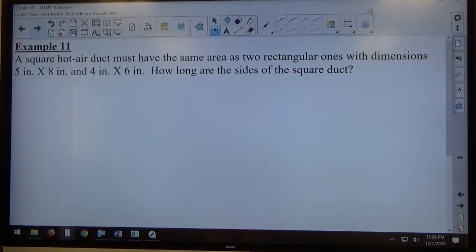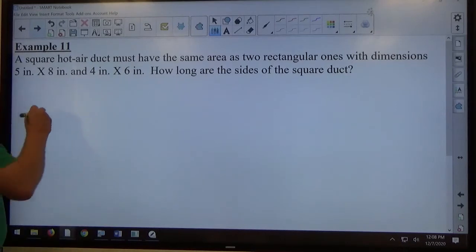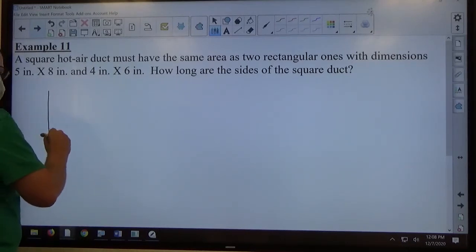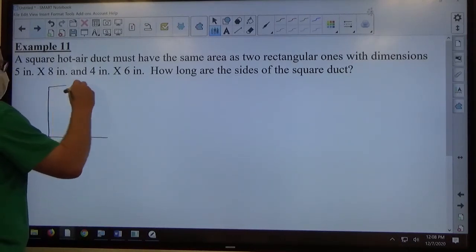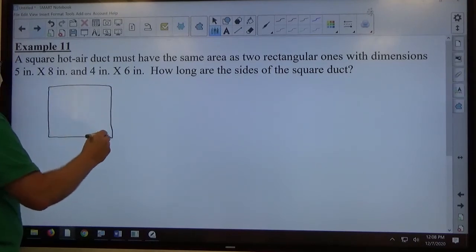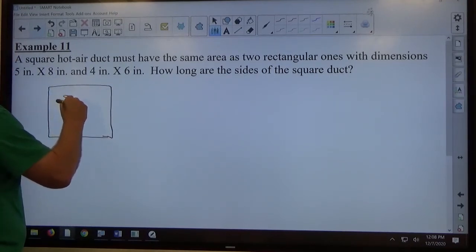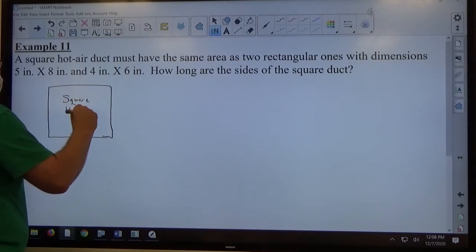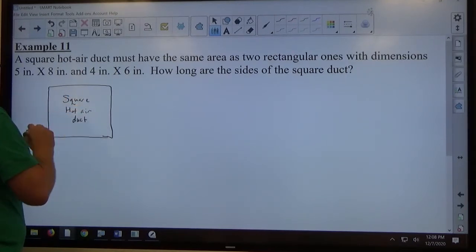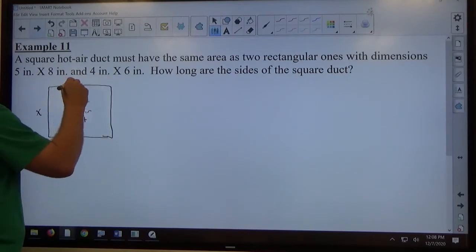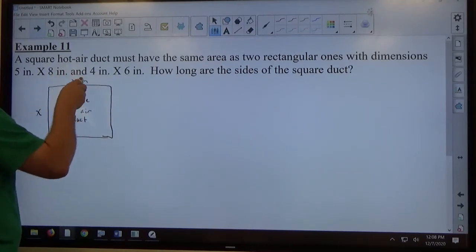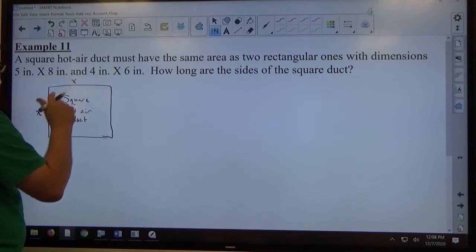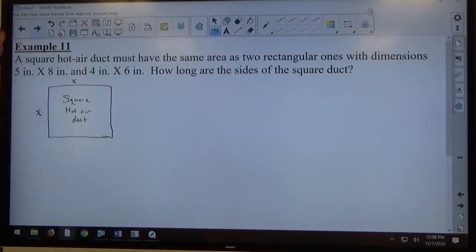We have a square hot air duct. So what's the property of a square? All sides are equal, all angles are right angles, right? So this is the square hot air duct. Its dimensions are x by x, and we'll say inches because the rectangles are in inches. So just know that the dimensions are in inches, that'll be fine.